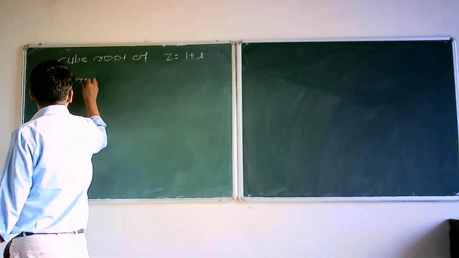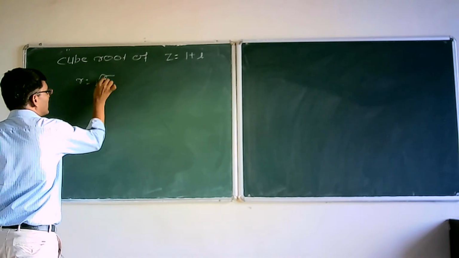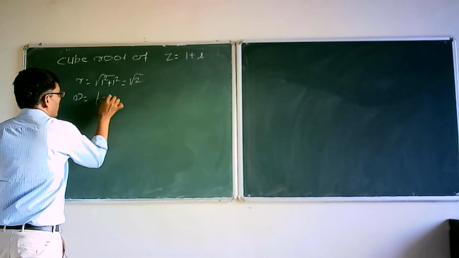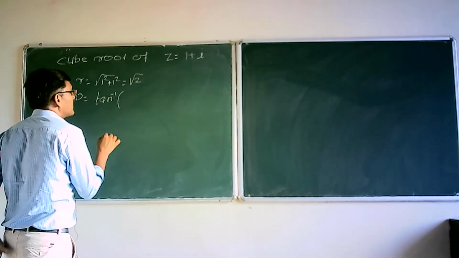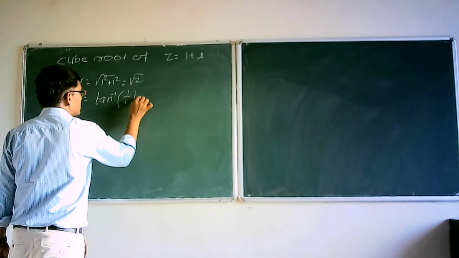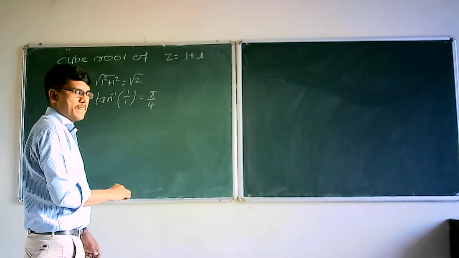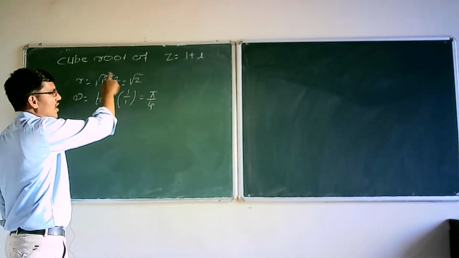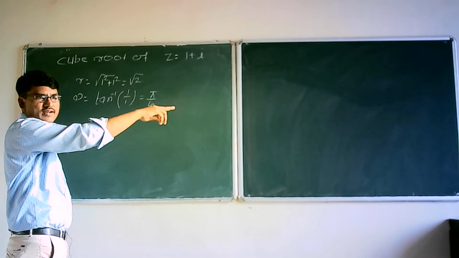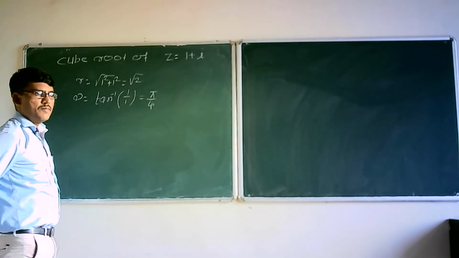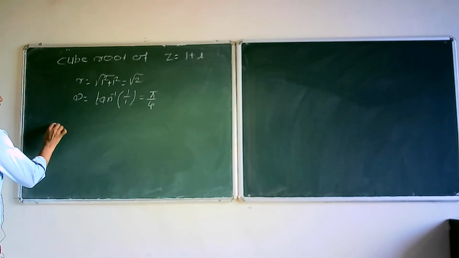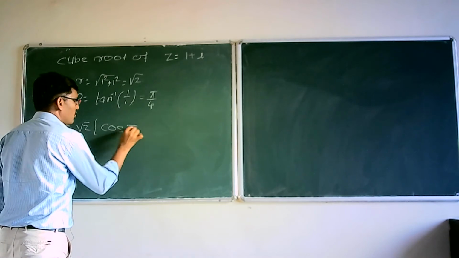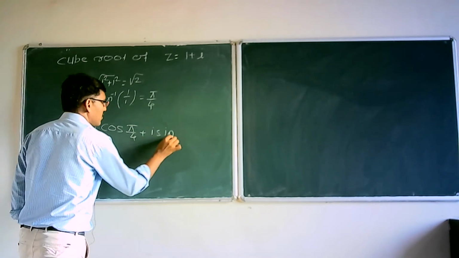So what is r? r is equal to the square root of x squared plus y squared. So 1 squared plus 1 squared, it is equal to root 2, and theta is equal to tan inverse of y by x. So y by x is equal to 1 by 1, so it is equal to pi by 4. X is positive, y is positive, so theta is pi by 4. Our complex number lies in the first quadrant. So in case one, theta is equal to pi by 4. Now we can write the given complex number as root 2 times (cos pi by 4 plus i times sin pi by 4).